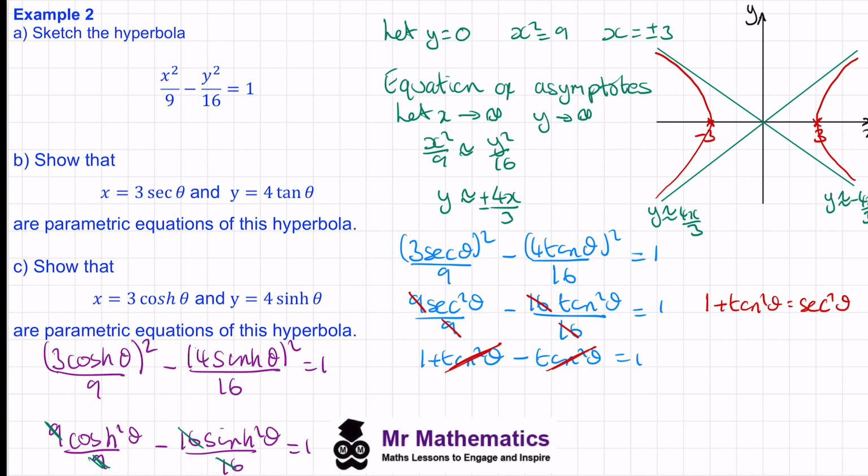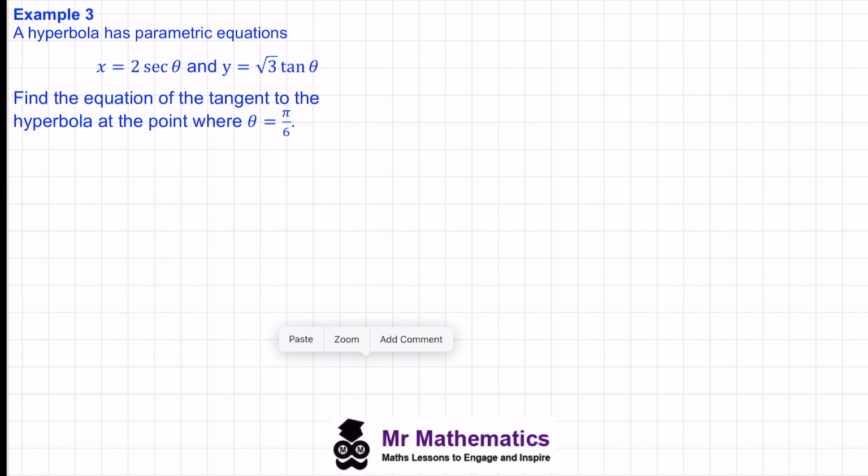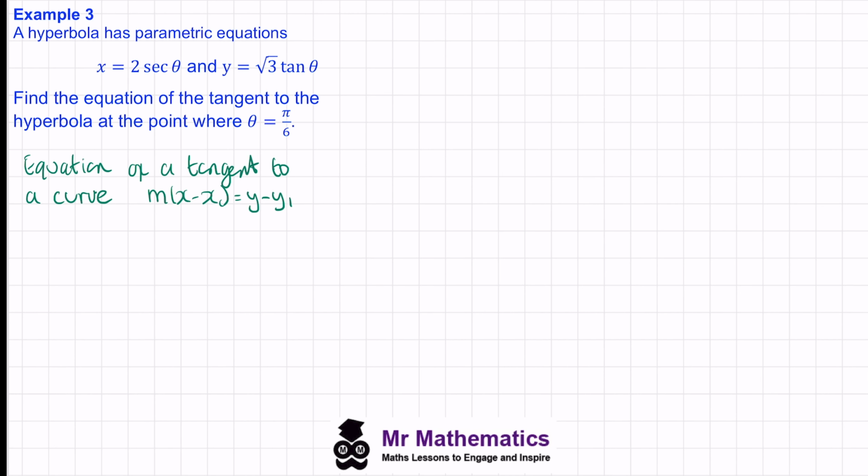In example 3, we're going to look at how to find a tangent to a hyperbolic curve. Okay, so finally, in example 3, we've been told that a hyperbola has parametric equations x equals 2 sec theta and y equals root 3 tan theta. And we've been asked to find the equation of a tangent to the hyperbola at the point where theta equals pi over 6. So the first thing we're going to do is consider the equation of a tangent to a curve. And we should be familiar with this equation.